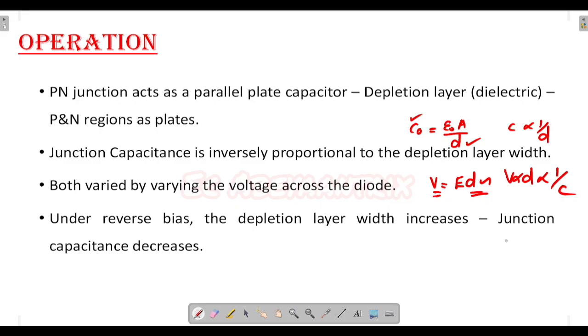Okay, got this point? So also we know that C equal to Q by V. So as V is increased, obviously capacitance will be decreased, right? So all keep this formula in mind. And under reverse bias operation, as we know already, the depletion layer width will be increasing, and as the depletion layer width increases, the junction capacitance obviously decreases, right? So this is the main operation in a Varactor diode. It is mainly used as a parallel plate capacitor, that is as a voltage controlled capacitor, because the voltage controls this capacitance, right?